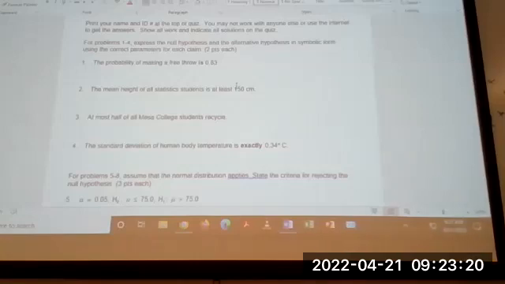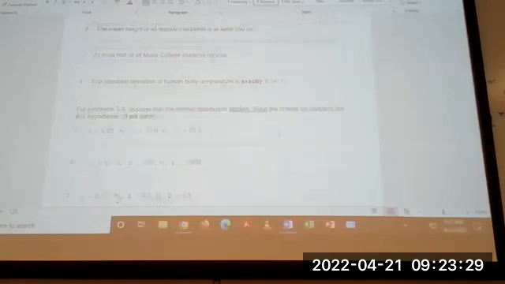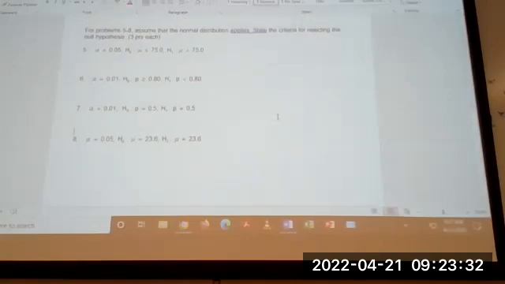Okay, now the second part is line in the sand stuff. Come on, scroll. It's not scrolling. There we go. All right.